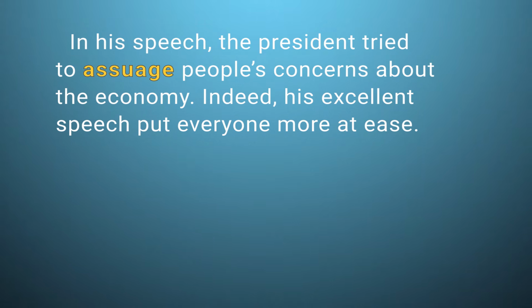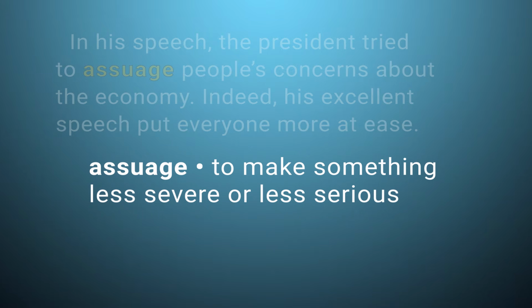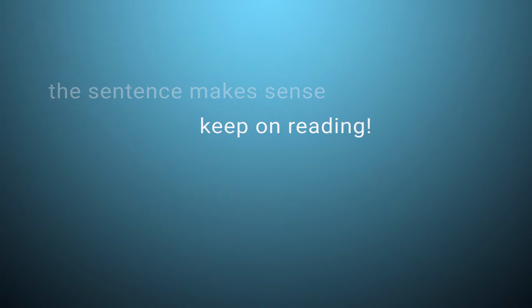You can see that the author compares two similar ideas, that the president tried to assuage people's concerns and that indeed he or she was successful at doing just that and did put people more at ease. So by restating the ideas, the author practically gave you a synonym for assuage. To assuage a concern is to make it less of a concern. It means to make something less severe or serious. Now that the sentence makes sense, you can keep on reading.